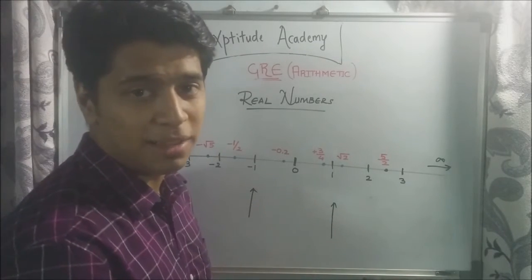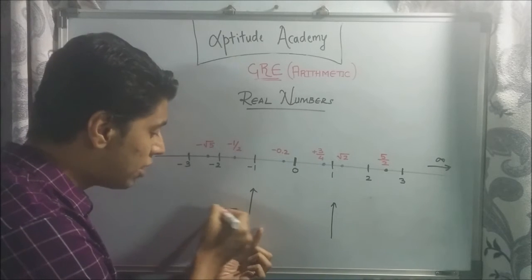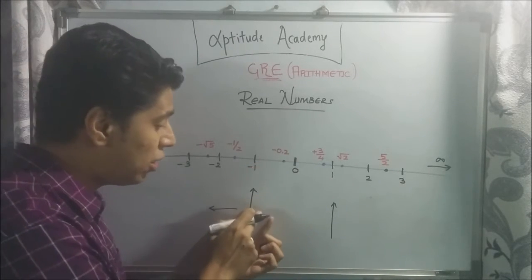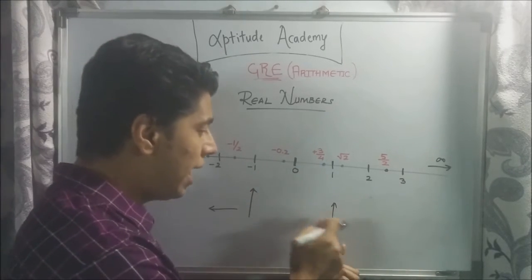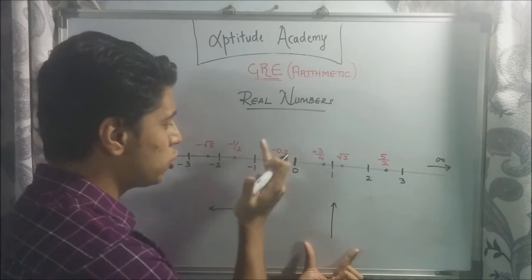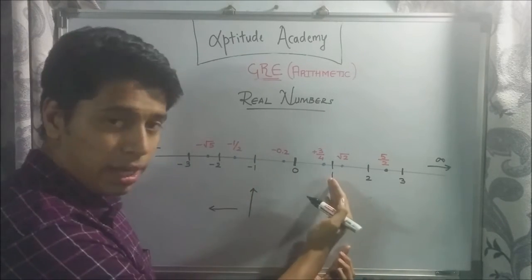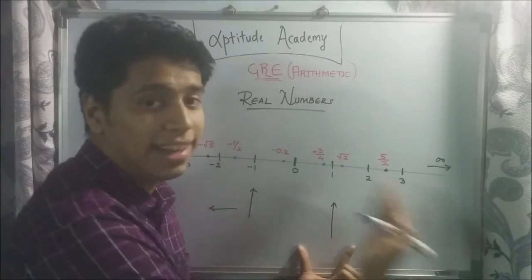Something very obvious on the real number line is this. Suppose you have -1. Everything on the left-hand side of this number is lesser than this number, and everything on the right-hand side of this number is greater than this number. Similarly, for 1, everything on this side, 3/4, -0.2, -1/2, -√5, is lesser than 1, and everything on the right-hand side, like √2, 5/2, etc., is greater than 1.